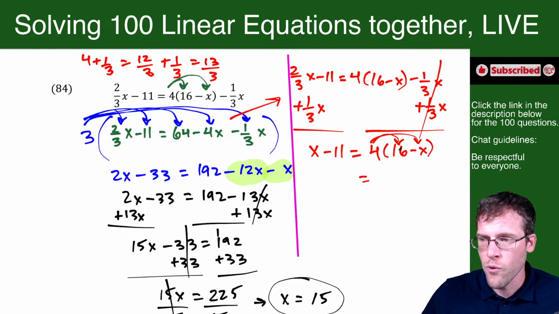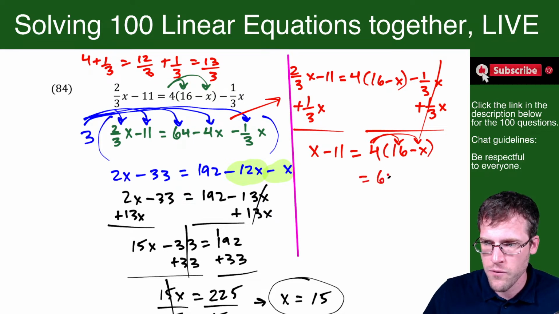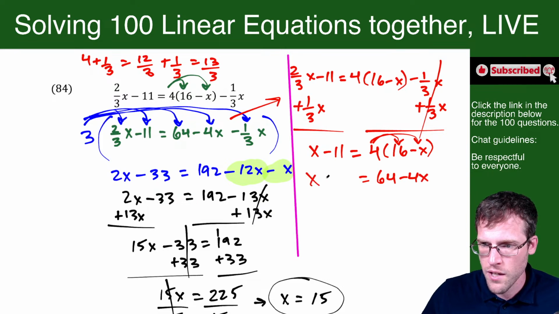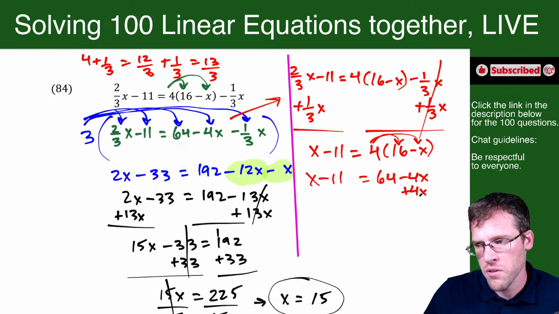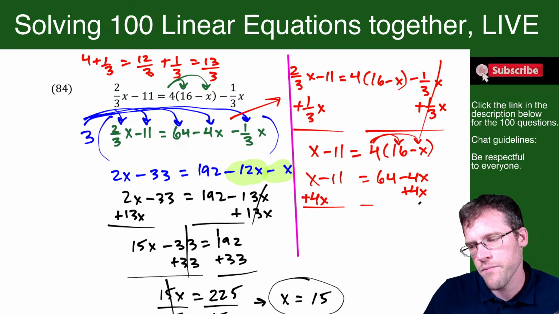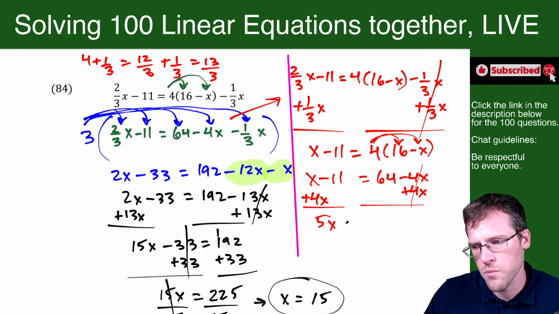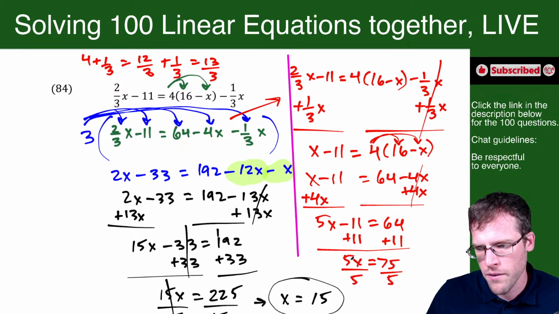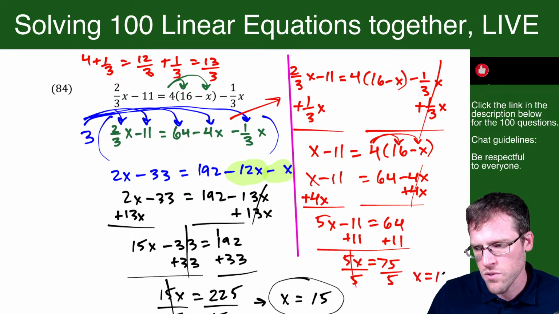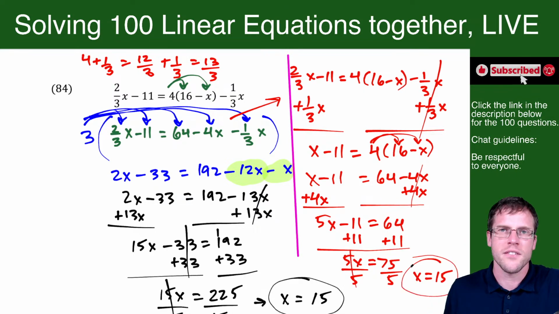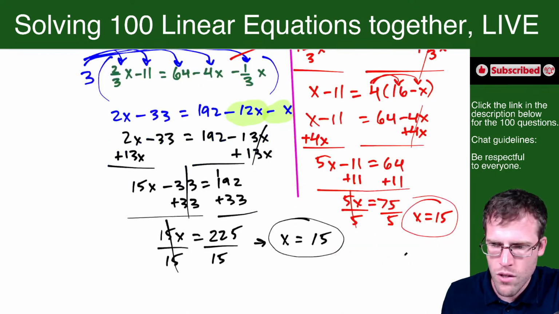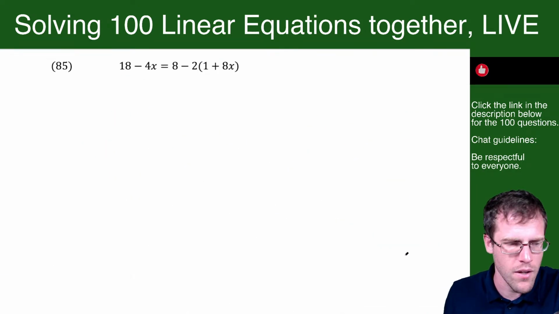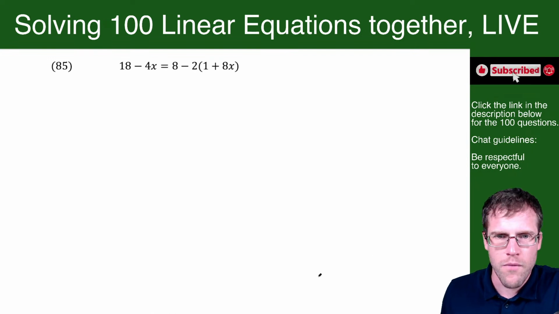Then you could do 4 times 16, which gives you 64 minus 4x equals x minus 11. Yeah, this is way nicer. Plus 4x on both sides. I mean, the other way still works, but I like this way more. I think it's slicker. Plus 11. All right, so now 5x equals 75. Divide both sides by 5, and x equals 15. Okay, same answer. But yeah, just realizing that now.